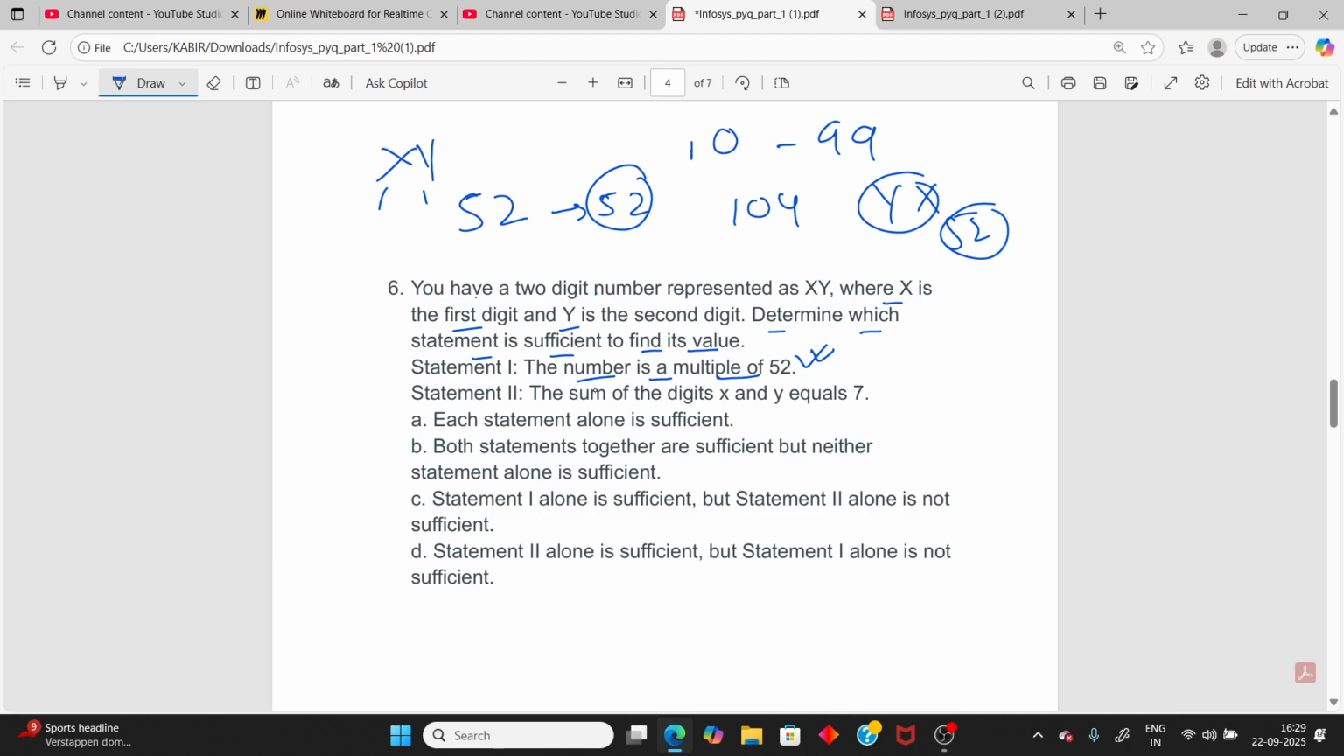Now checking statement 2. The sum of the digits, x plus y, equals 7. It can be 52, it can be 25, 34 and so on. So this is not sufficient to answer. Statement 1 alone is sufficient.